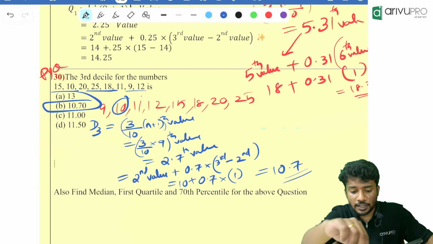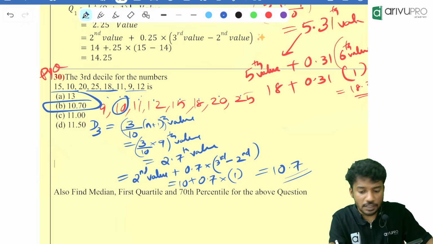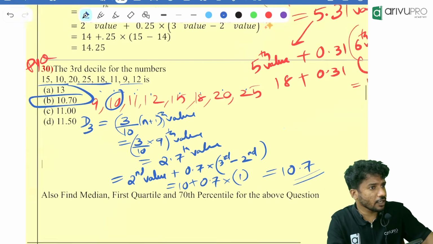How many terms are there in total? 1, 2, 3, 4, 5, 6, 7, 8 terms are there in total. That means 8 plus 1 is how much? 9. It is the n plus 1 th value. Yes, got it right, Shruti?